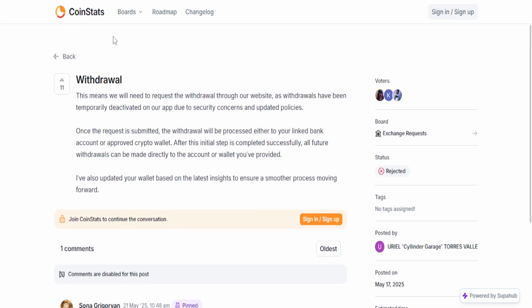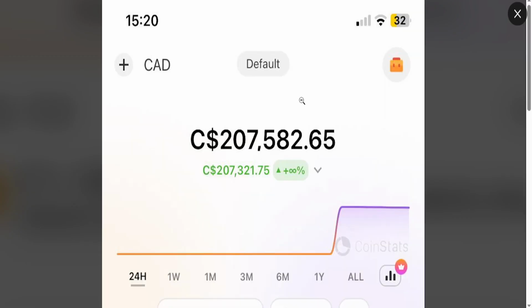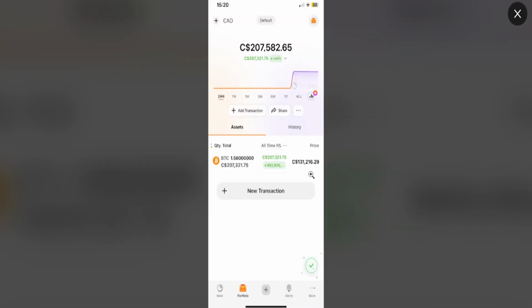Okay? So all of these people that say you can withdraw these things, you cannot actually do that. Okay? It is not possible because this is just a portfolio tracker. Okay, you're not going to be withdrawing any funds.